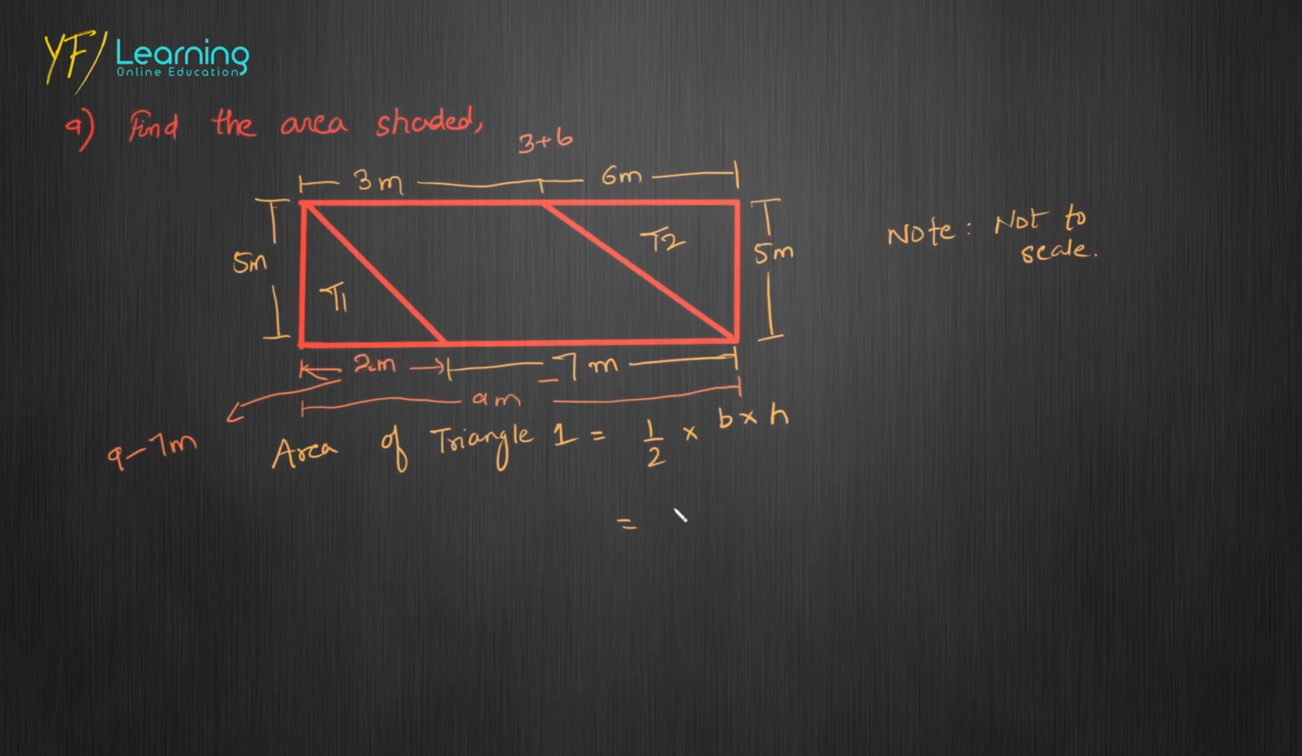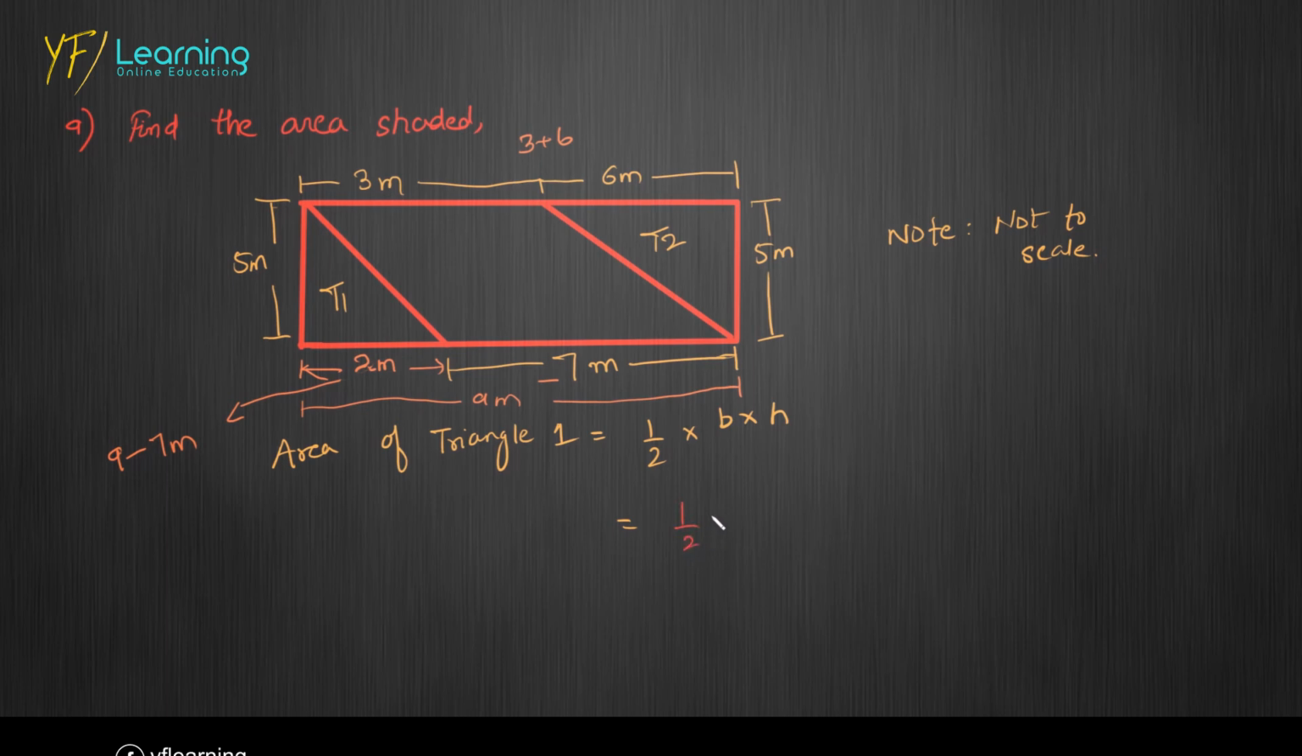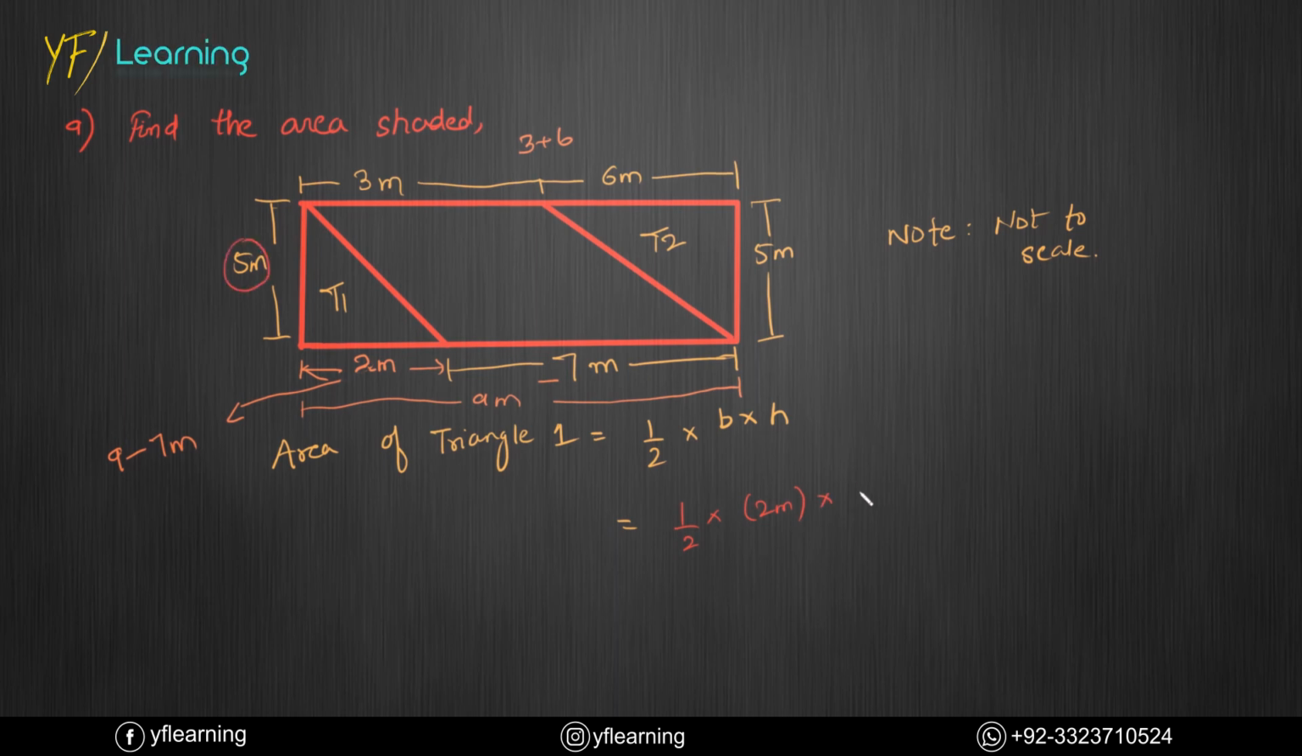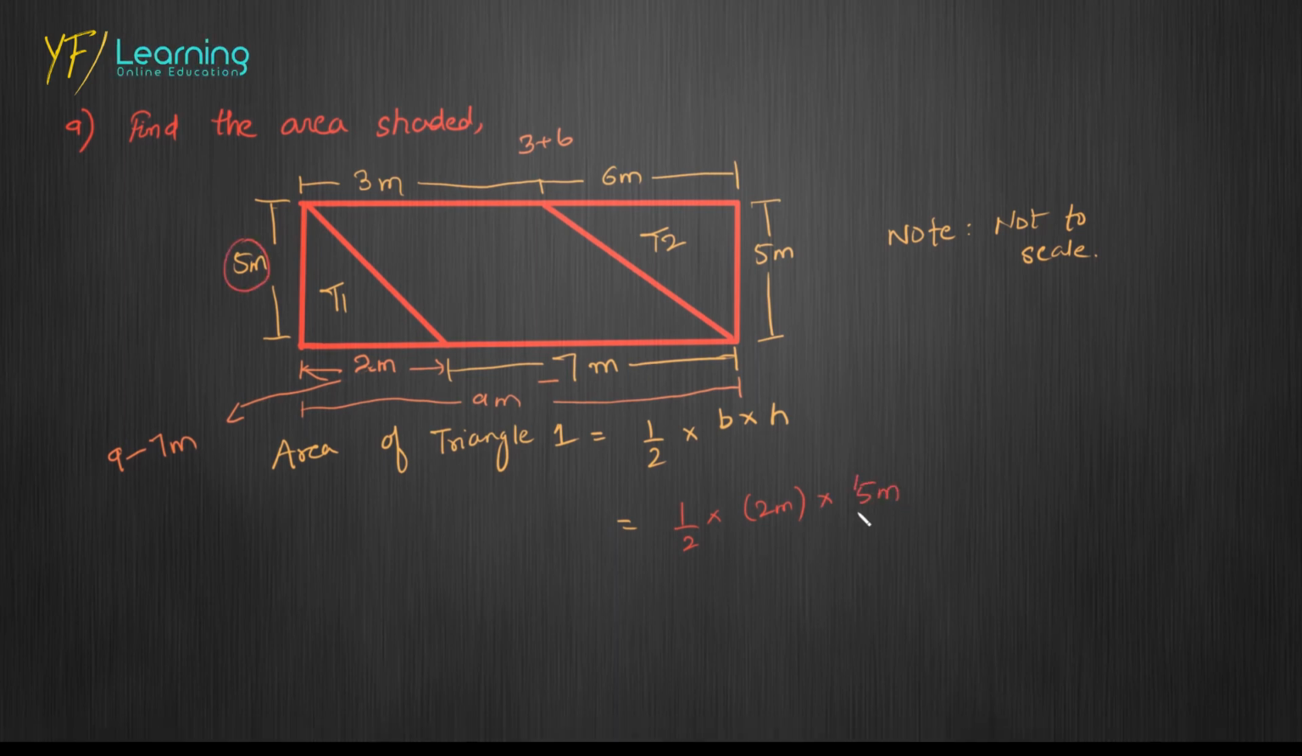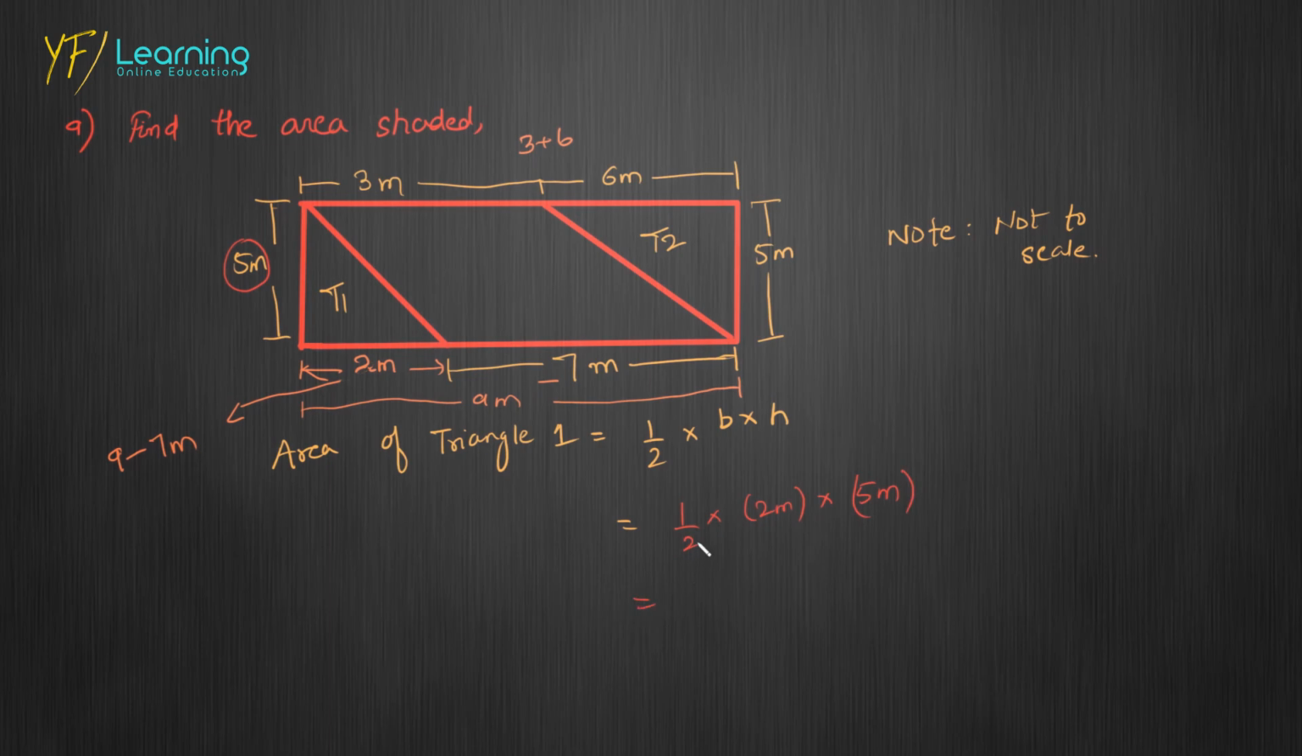So area of triangle is equal to half times base, which is 2 meter, and the height of this triangle is 5 meter. 2 cancels with 2, so only 5 meter is left. The area of triangle 1 is 5 meter square.